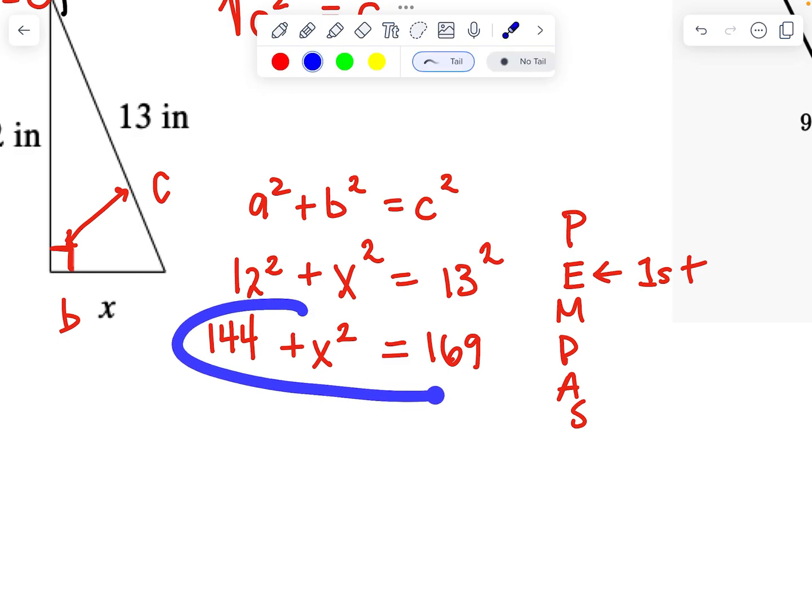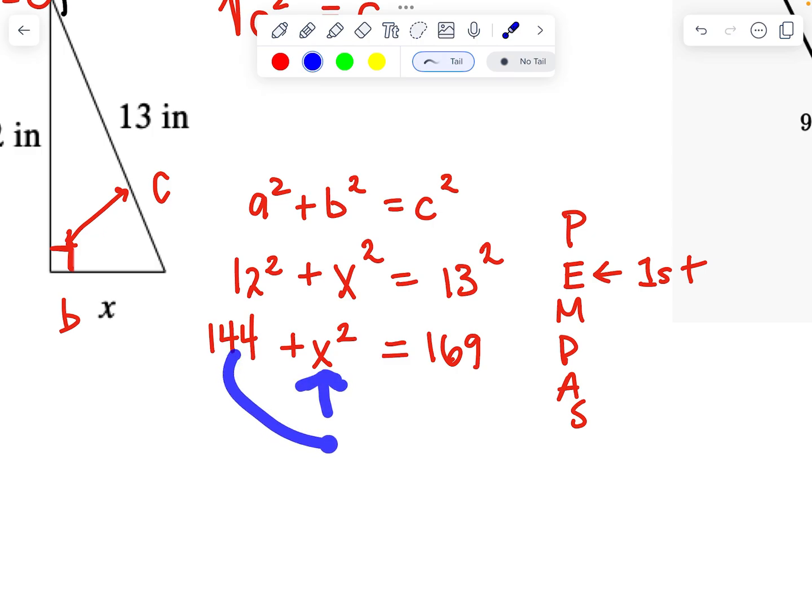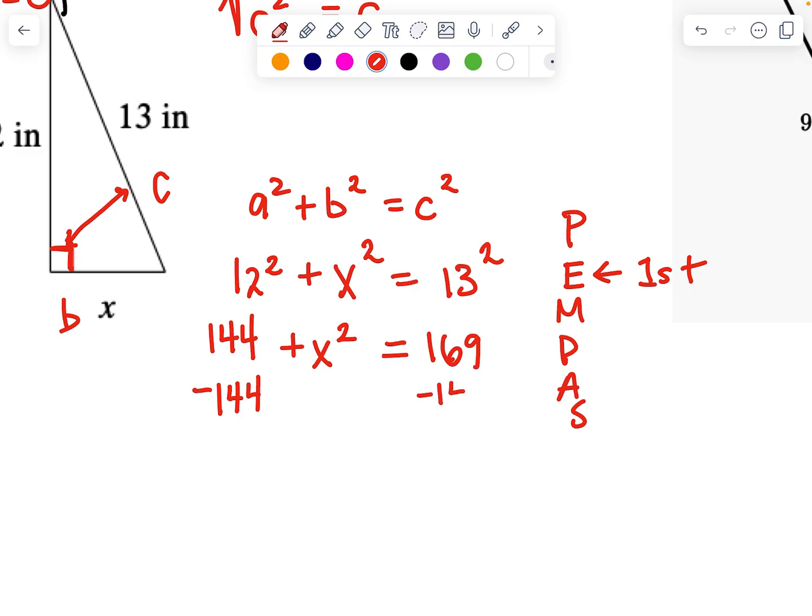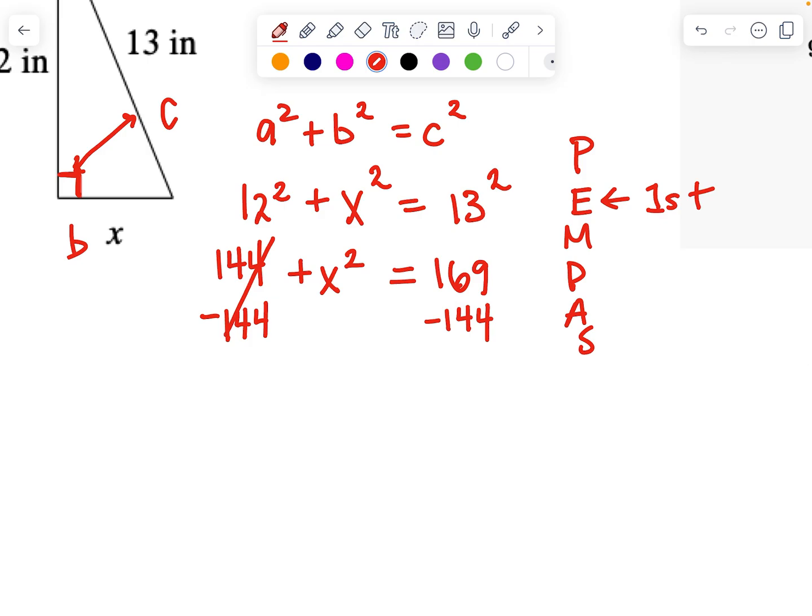Now I have an equation. I'm trying to get x by itself. So let's move 144 over to the other side. So the opposite of addition is subtraction. We'll go ahead and minus this 144 from both sides of this equation. These are going to cancel out. And I'll have x squared is equal to 169 minus 144, which is 25.